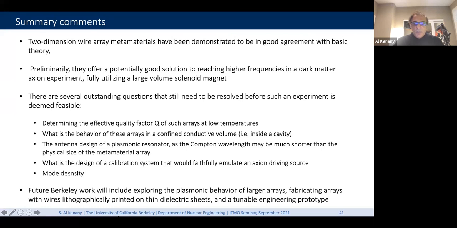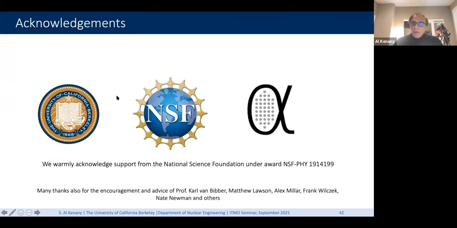Future Berkeley work will include exploring plasmonic behavior on larger array fabrication, and then maybe we are looking into printed circuits or printing on thin dielectric sheets, and a tunable engineering prototype. Thank you very much for listening. That's a very brief presentation of the research that we are doing.